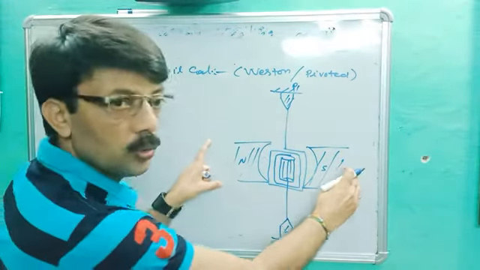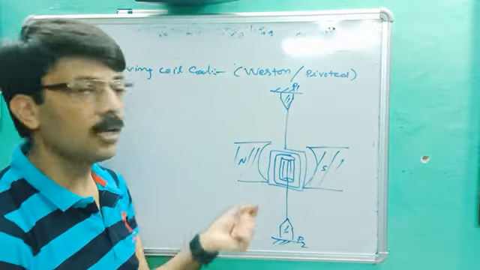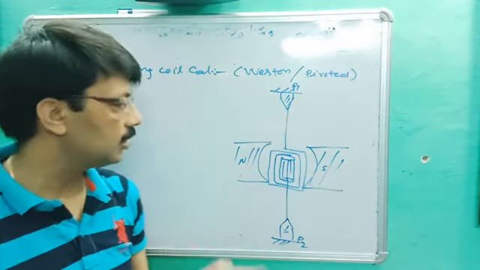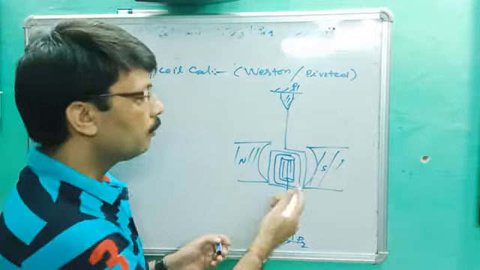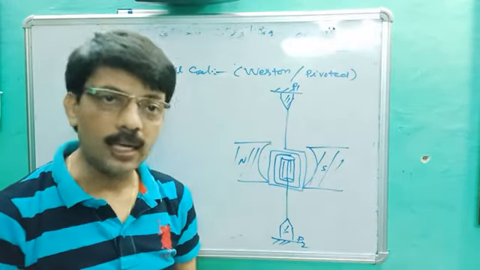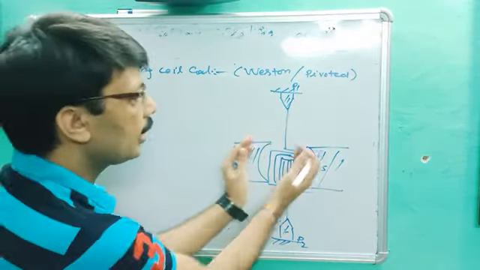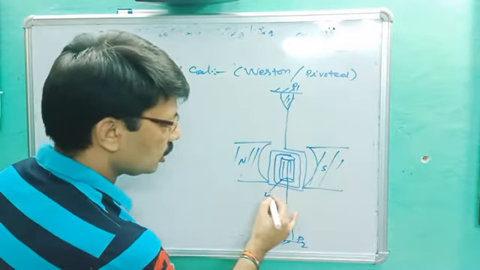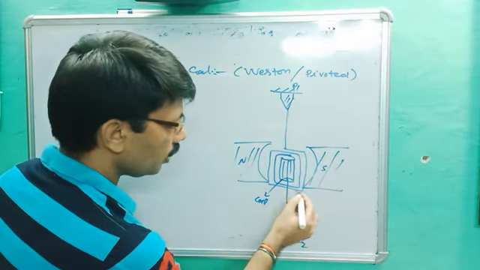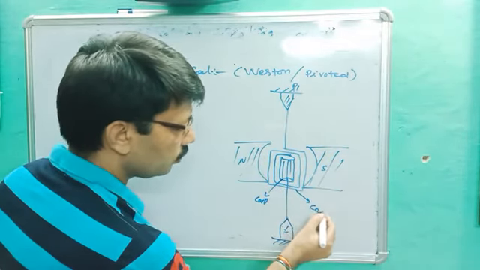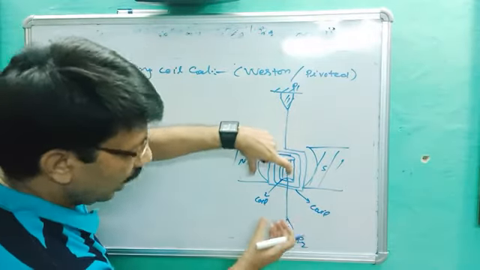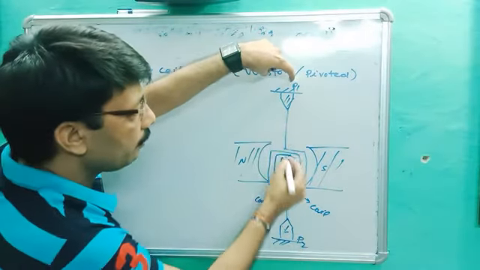So it is a horseshoe concave magnet. Many times the question is asked why it is made concave. That's why it provides the uniform and radial magnetic field. Between this is the core, outside this is the coil, and this is freely hanged between two pivots, P1 and P2.